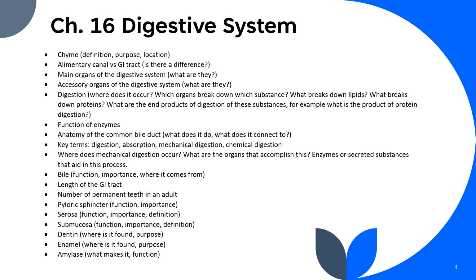And amylase we already talked about. It's important to also note on page 371 that most of the chemical digestion occurs in the first subdivision of the small intestine, known as our duodenum.